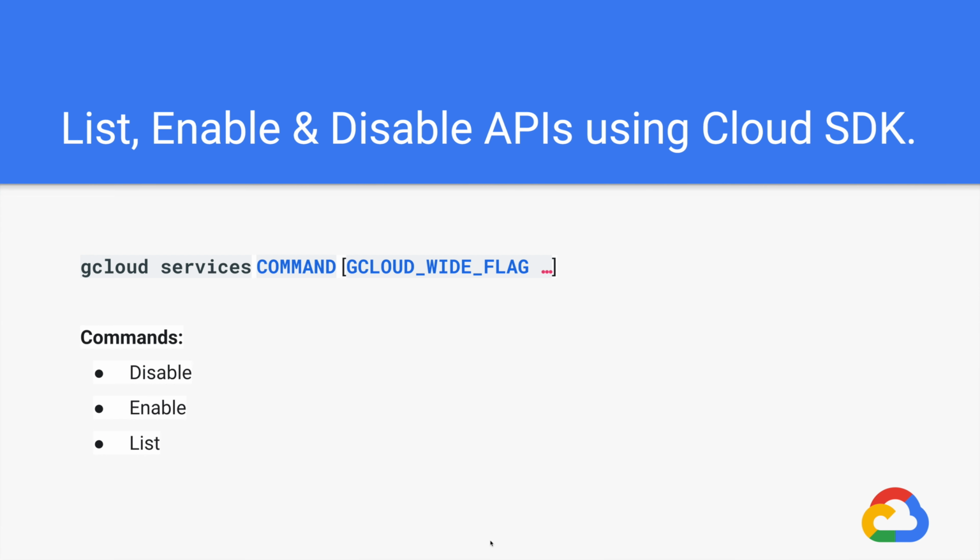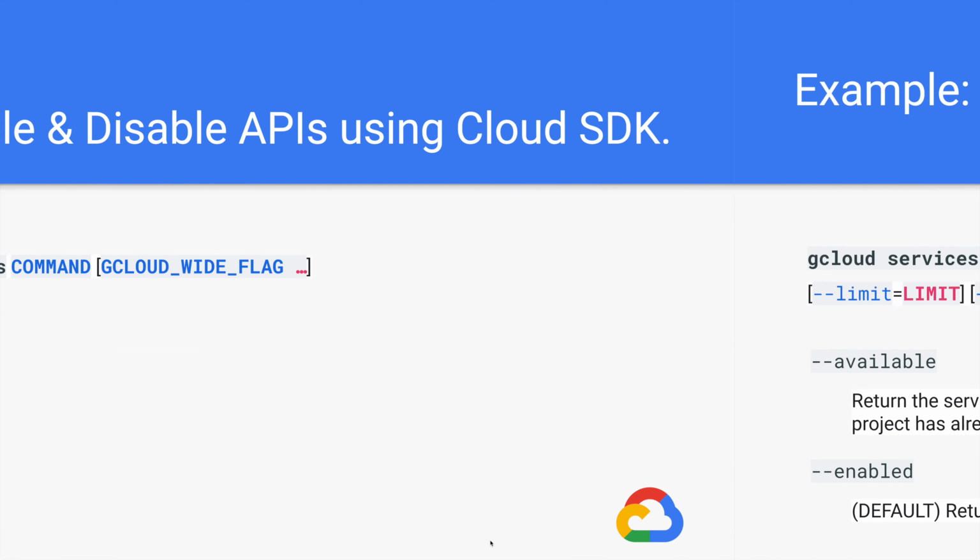Now let's talk about how we can list out and enable or disable the APIs using the Google Cloud SDK. For this, we are going to make use of the gcloud services command. We have three commands for Google Cloud services: disable, enable, and list. The disable command is used for disabling any services, the enable command is used for enabling any services, and the list command is used for listing out all the services.